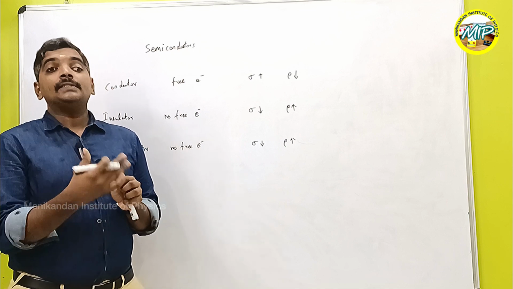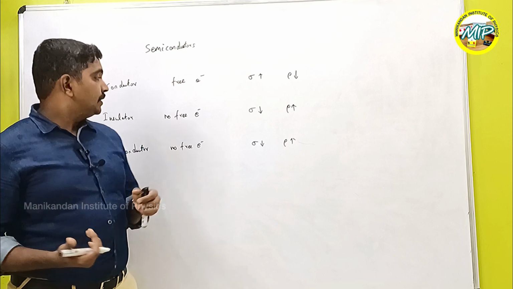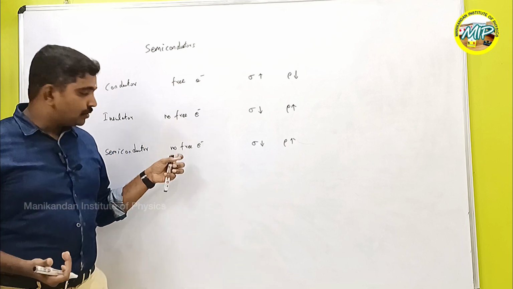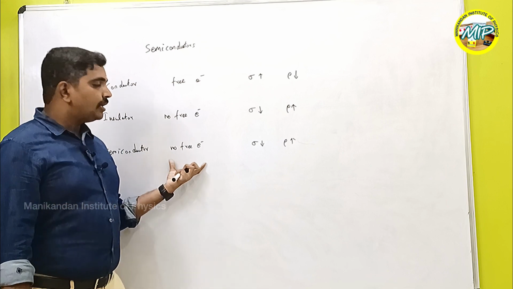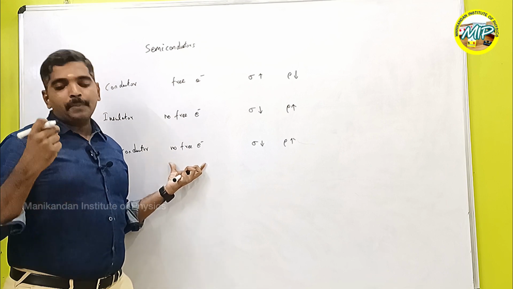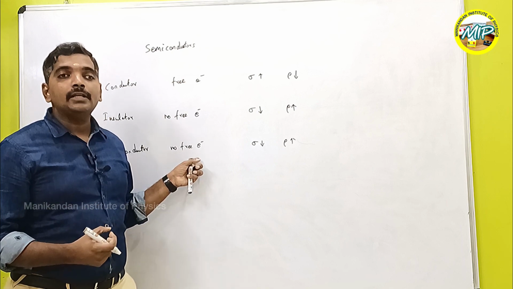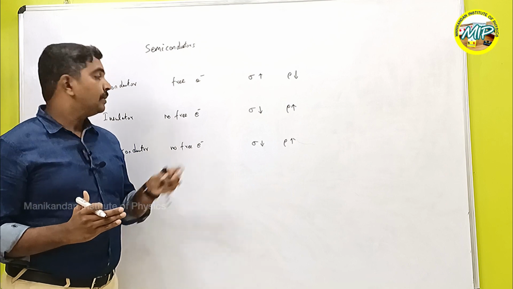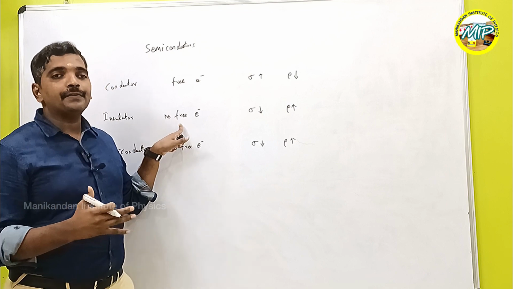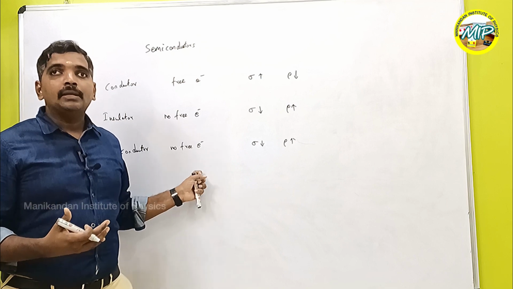So what is the difference between the insulator, the conductor and the semiconductor? Here also no free electrons, here also no free electrons. Why do we call this a semiconductor? If you supply some amount of energy to the system, the electrons will come out from the valence band to the conduction band. But in the case of insulators, the amount of energy required is very much larger than for semiconductors.